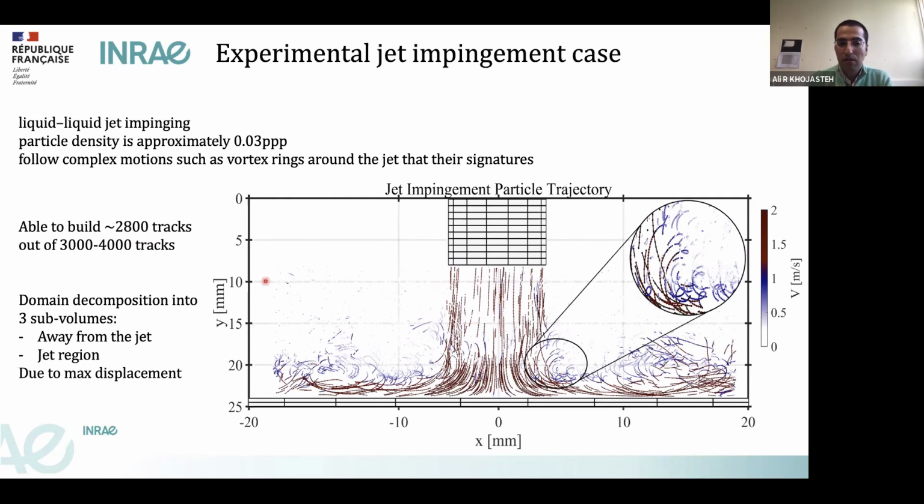But this is not the idea of how we are implementing LCTI. This is just for visualization of how LCTI could work in an experiment. I should also mention we had 3 domain decompositions, 3 subvolumes: away from the jet, inside the jet, and the circulation regions. So the parameters would change because the maximum displacement would change. In this region, you don't even need to apply LCTI because the displacement is very small, and even a simple frame-to-frame approach can track, but in these other regions you can't use it.